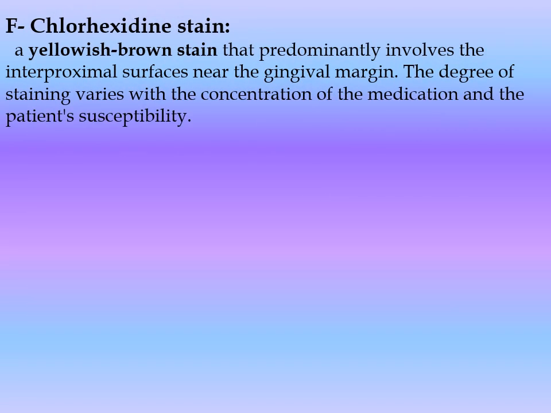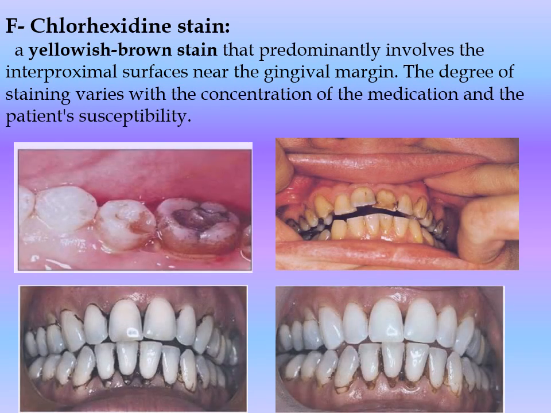Chlorhexidine stain. This is a yellowish-brown stain. It is found predominantly in patients who take chlorhexidine mouthwash. We can find these stains on the interproximal surface near the gingival margin. The degree of the stain differs from patient to patient according to the patient's susceptibility. Also, it differs according to the concentration of the medication. These are pictures of a chlorhexidine stain.